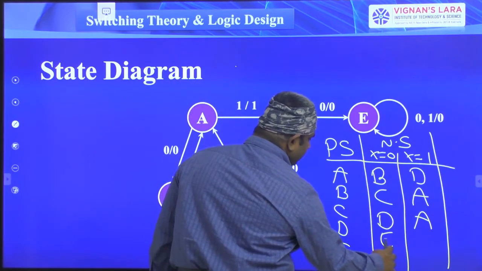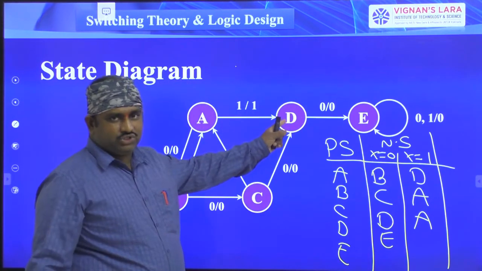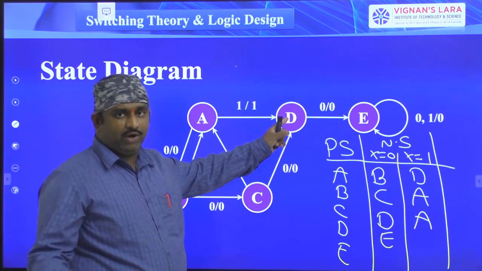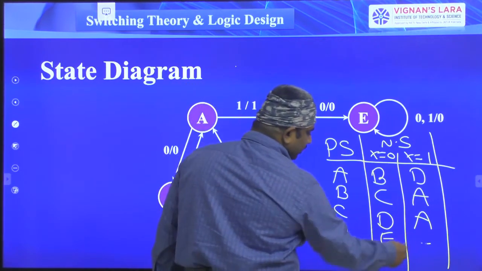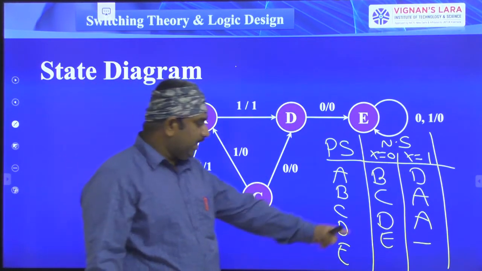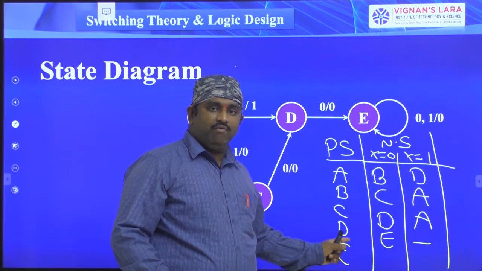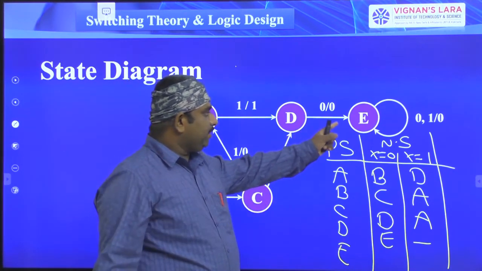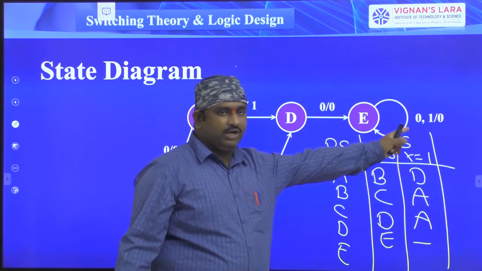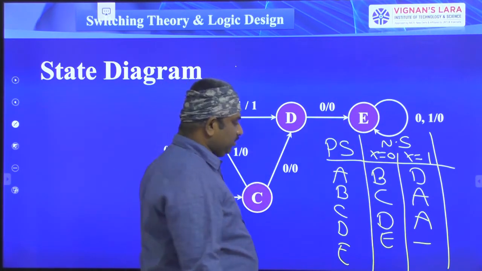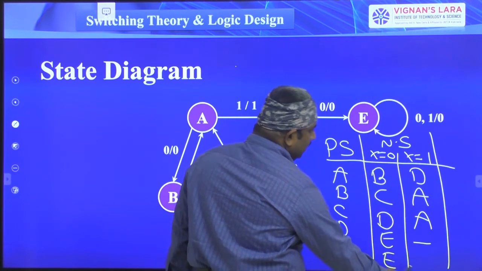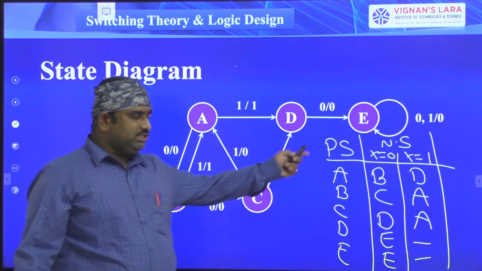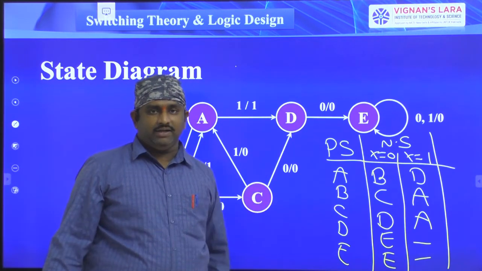So D, E. Next, when it is D, we have to check the present state is D. There is no input X equal to 1 defined. So there is no next state for D when X is equal to 1. We have left that. Next, present state is E and next state is also E if X is equal to 0. So this is E. And for 1 we have not defined. So this is about present states and next states.